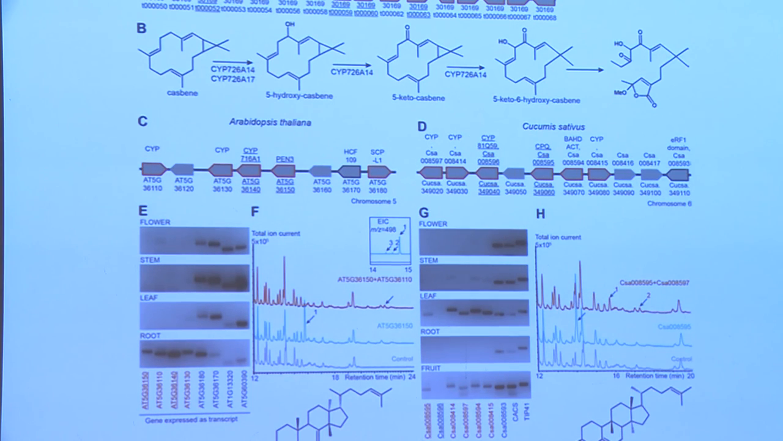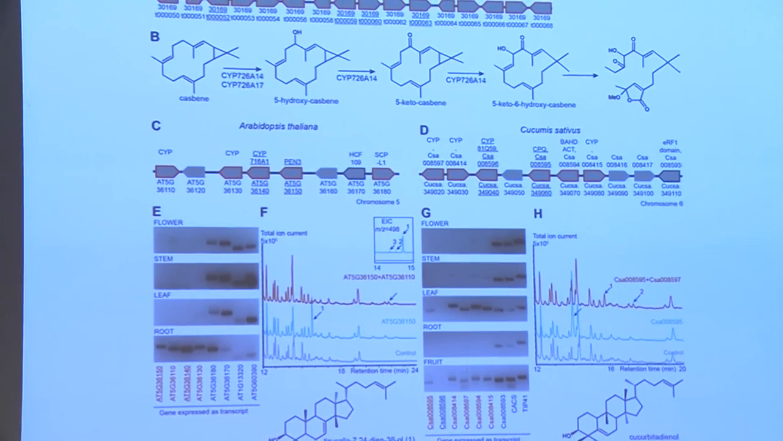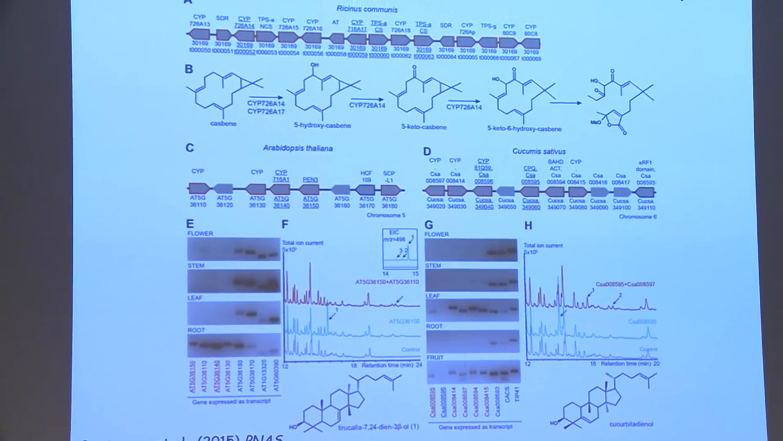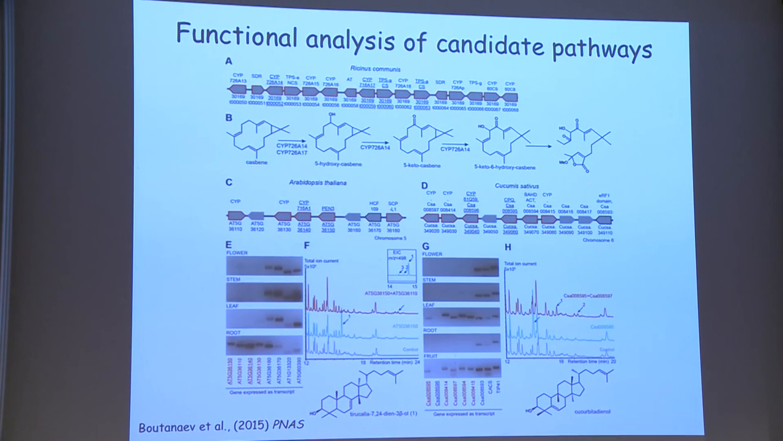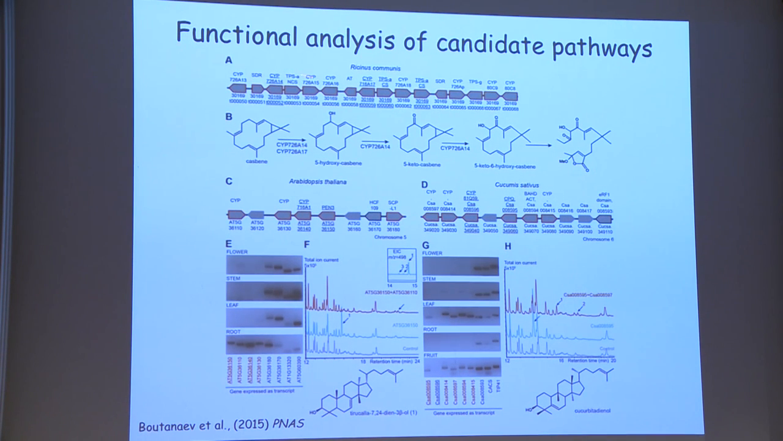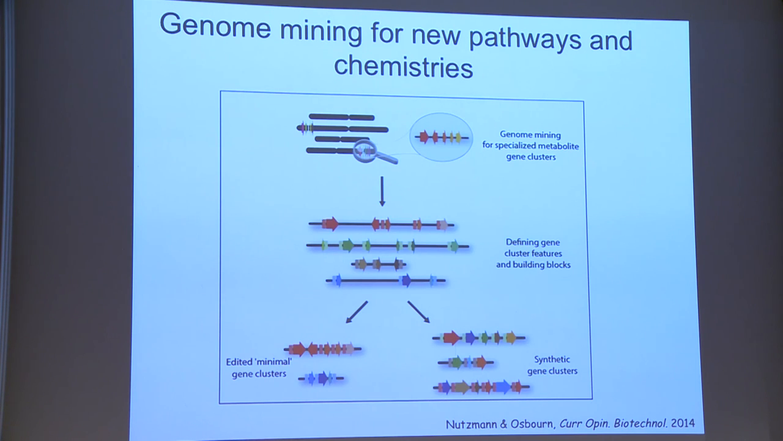And we then went on and took some of these new candidate clusters that Alex had found, and we validated them experimentally. And this is work with Reuben Peters in Iowa. So this was a predicted cluster for diterpene synthesis in castor. This was another cluster in Arabidopsis, again for triterpenes, and this is a cluster from cucumber. So again, it's more grist for the mill. It's a very powerful way of finding new chemistries.